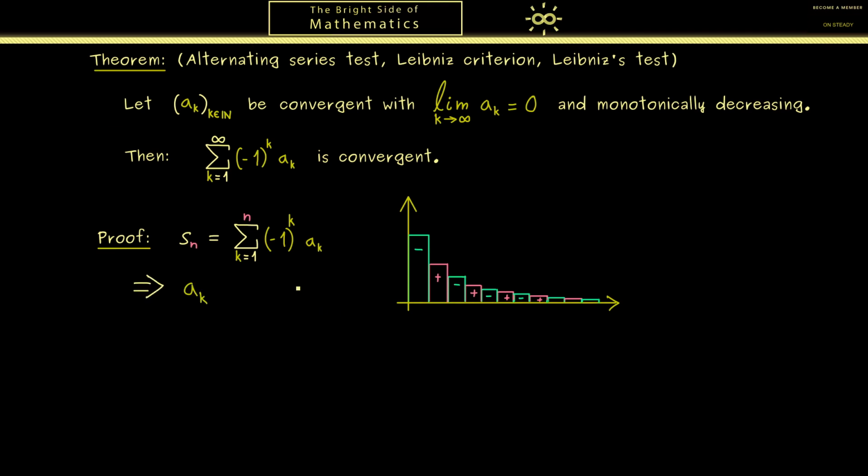Now the first thing you should note here is that all the a_k are non-negative because the limit is 0 and the sequence is monotonically decreasing. Therefore, this picture is indeed correct. Maybe the sizes of the rectangles are different, but we have that they don't get larger when we go to the right, and we have the alternating sign.